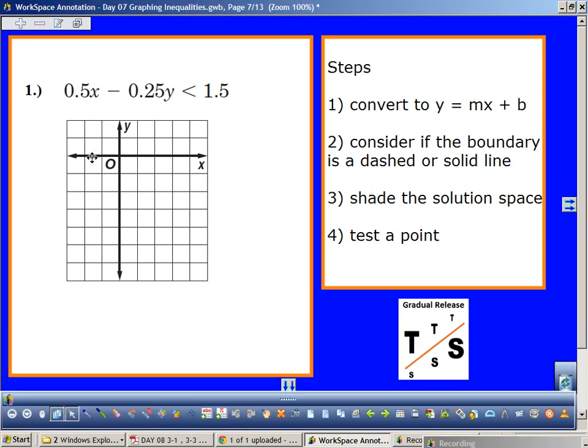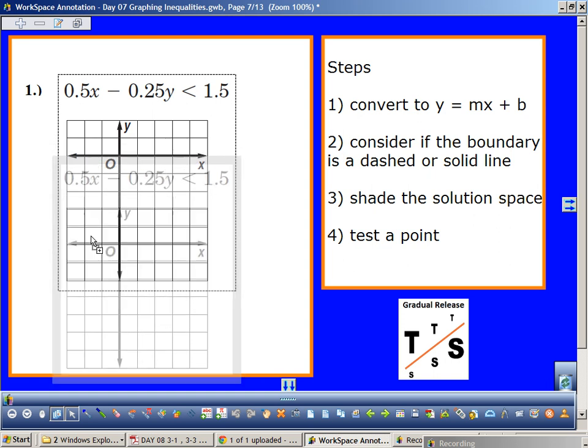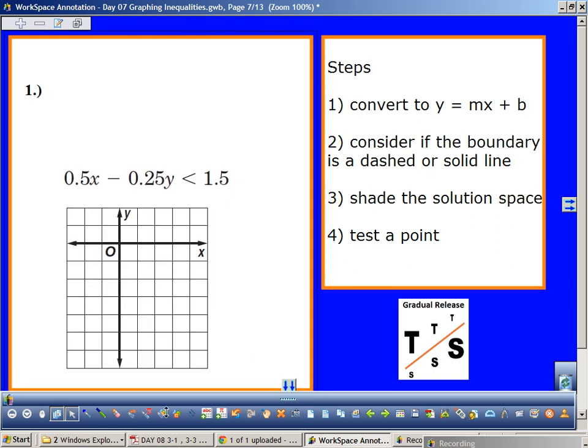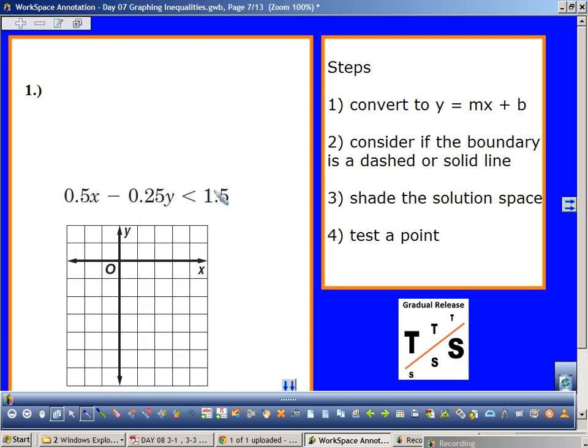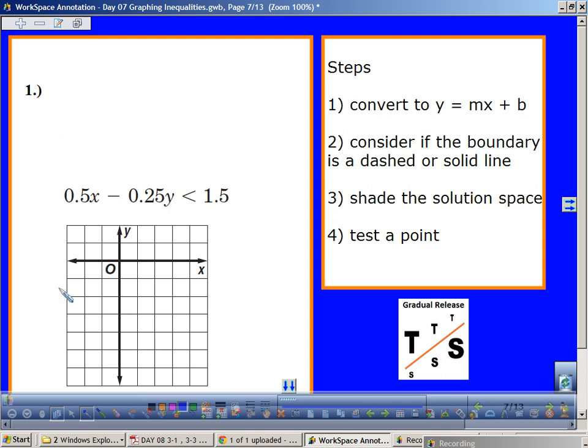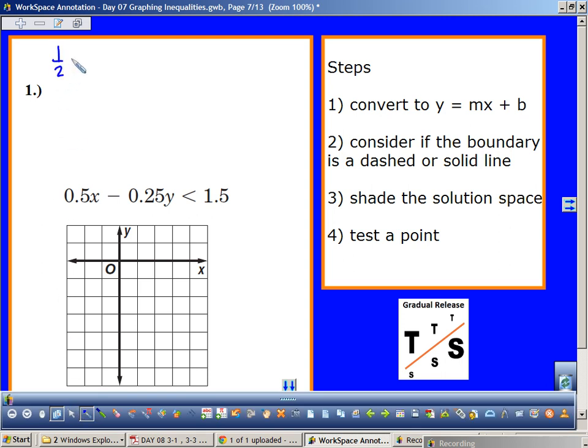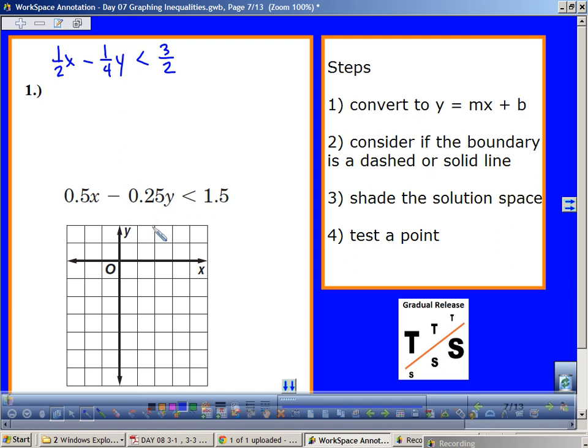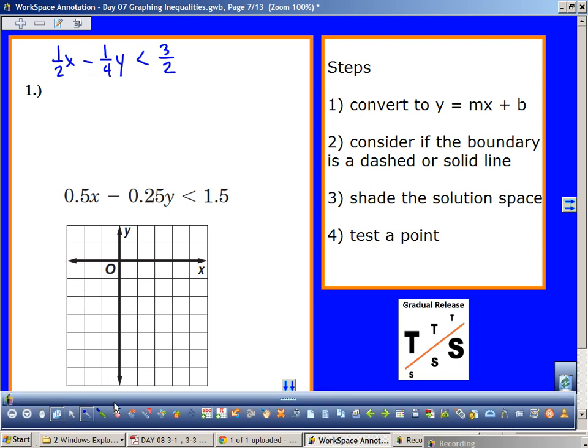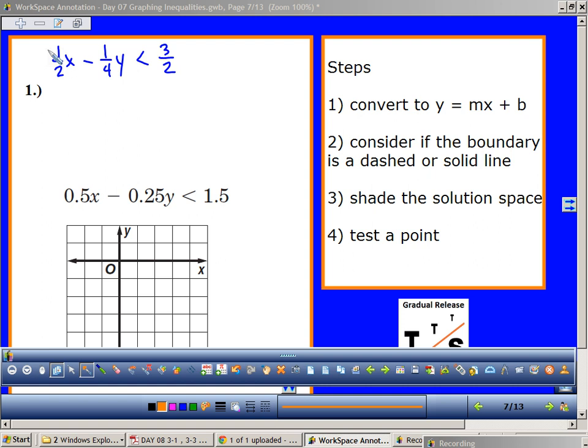But before you try it, some of you will see it right away. How would you convert this? Put it into a fraction. So this would be 1/2 x minus 1/4 y is less than 3/2. Now what would you do to clear the fraction? Multiply by not just 2, look, you've got one more here, 4. So if you multiply everybody by 4, you'll clear all those fractions. You guys go from there and try and do this one on your own.